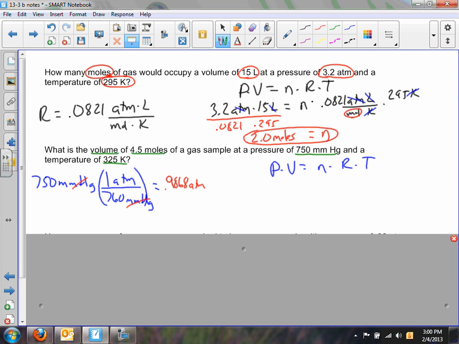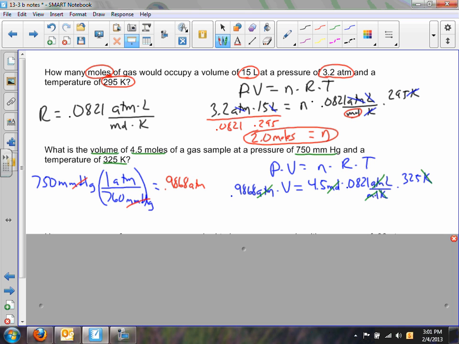So that will go right here for the pressure, 0.9868 atmospheres, times the volume, which I don't know. That equals the moles, which is 4.5, times 0.0821 atmosphere liters per mole Kelvin, times my temperature, which is in Kelvin, 325. Notice my moles cancel out, my Kelvin cancels out, my atmospheres cancel out, and I'm left with liters for units.